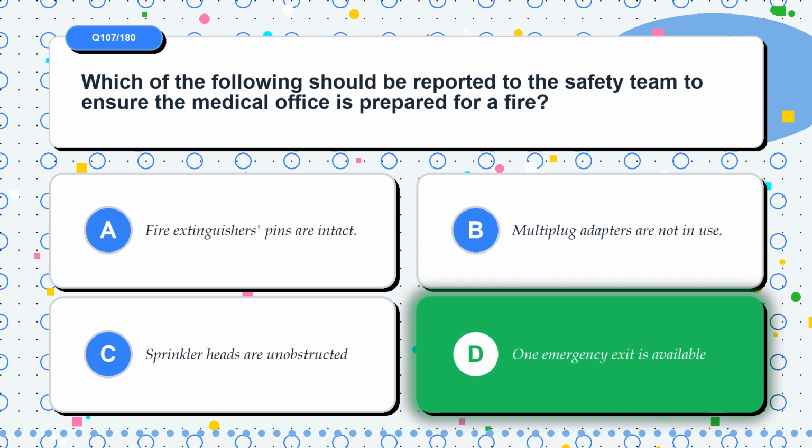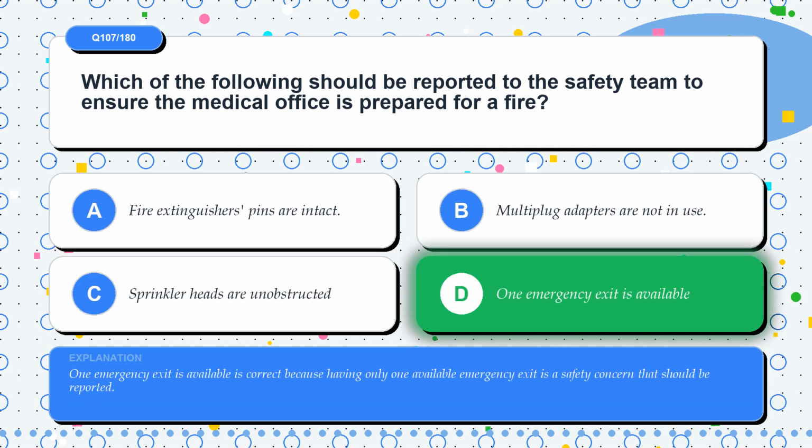The correct answer is option D. One emergency exit is available. One emergency exit is available is correct because having only one available emergency exit is a safety concern that should be reported.